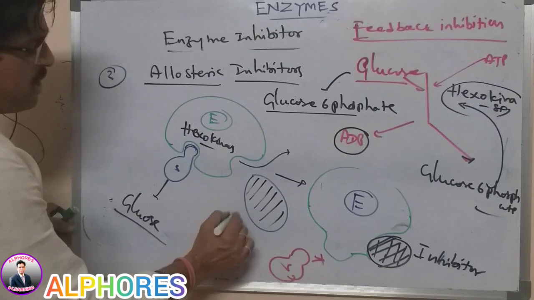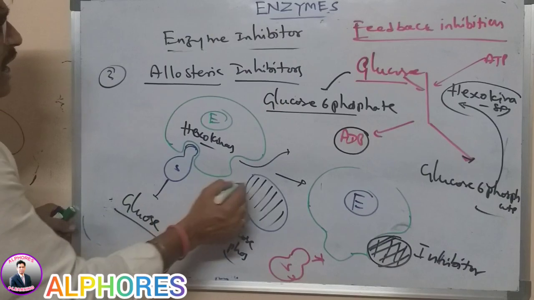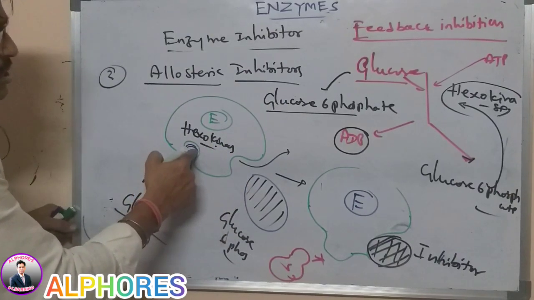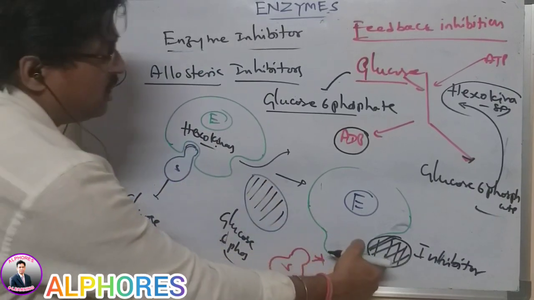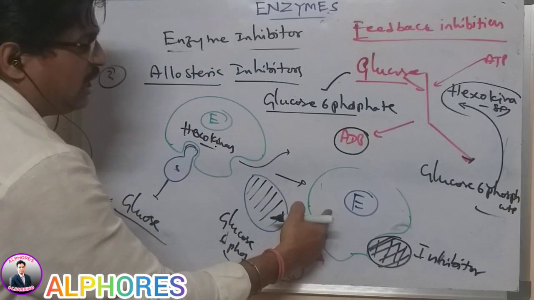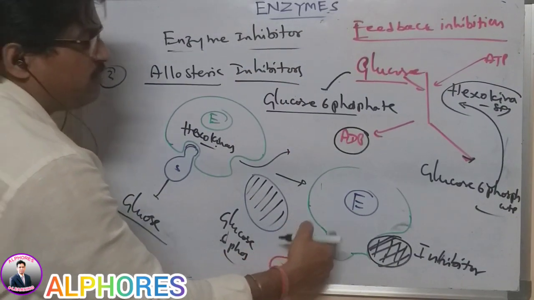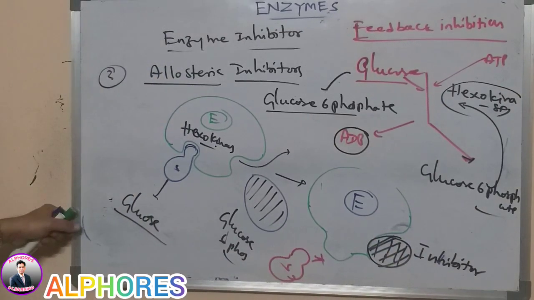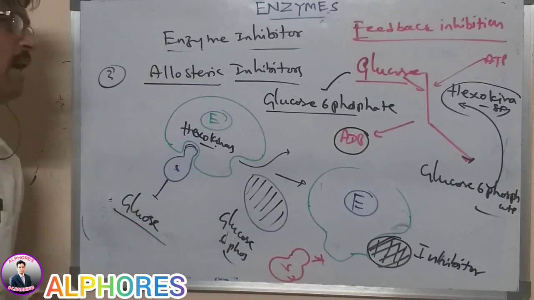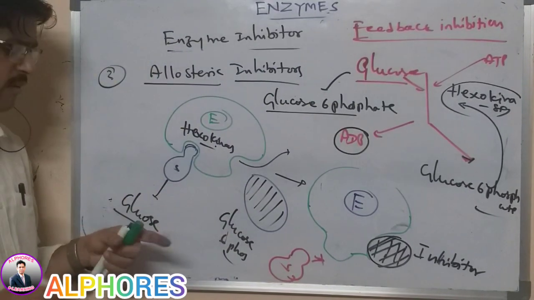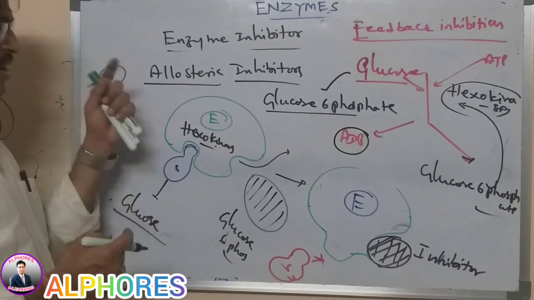Due to this glucose 6-phosphate, what happens here? Glucose 6-phosphate changes the active site of the hexokinase. As a result, it inhibits the functioning of the enzyme hexokinase, so it does not combine with the glucose molecule to convert it further into glucose 6-phosphate. So this is the allosteric mechanism. It is also called feedback inhibition. These are the varieties of inhibitors that act during the functioning of enzymes.